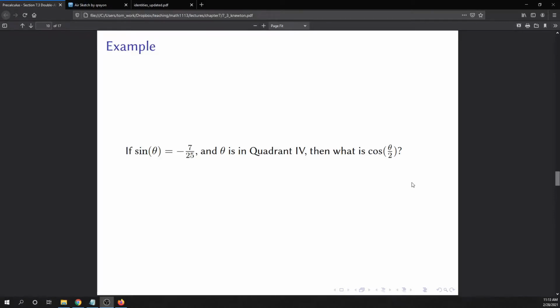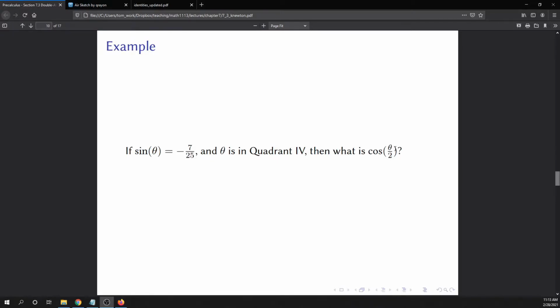All right, in this video, we are going to work through the following example. It says if the sine of theta is equal to negative 7/25 and theta is in quadrant 4, then what is the value of the cosine of theta over 2? All right, so we need to figure out what the value for cosine of theta over 2 is.